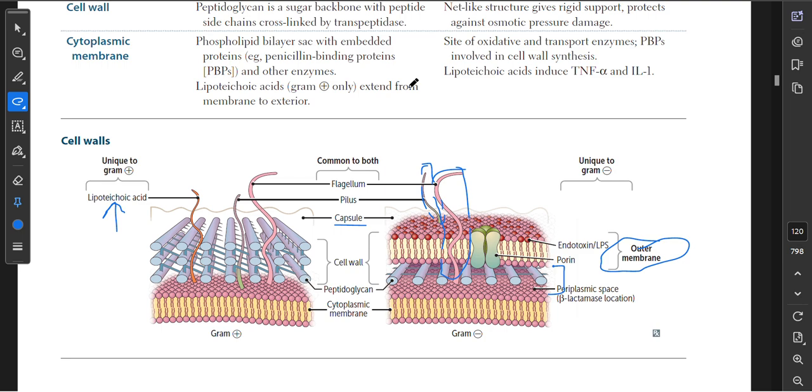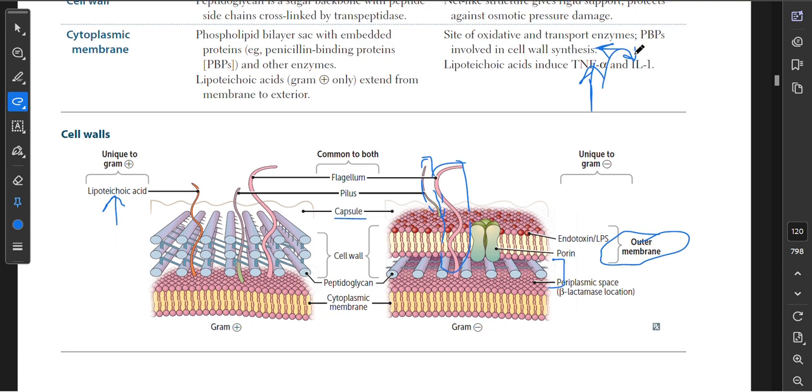Now, cytoplasmic membrane is an important structure, as it is a site of oxidative and transport enzymes. The penicillin binding proteins, abbreviated as PBPs, they are involved in cell wall synthesis, so you need to memorize it. Function क्या होता है penicillin binding proteins का? इन्होंने cell wall synthesis करनी है. Lipoteichoic acids, they induce the pro-inflammatory cytokines like tumor necrosis factor alpha and interleukin 1, right?